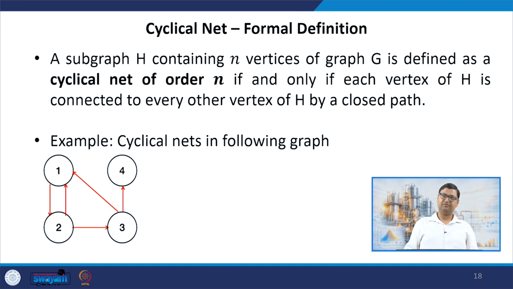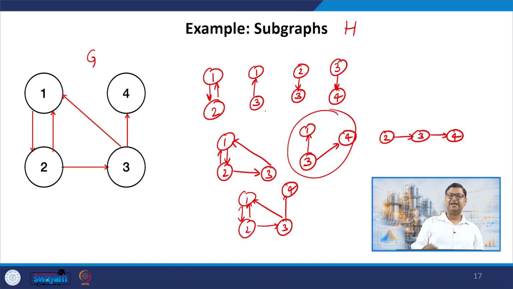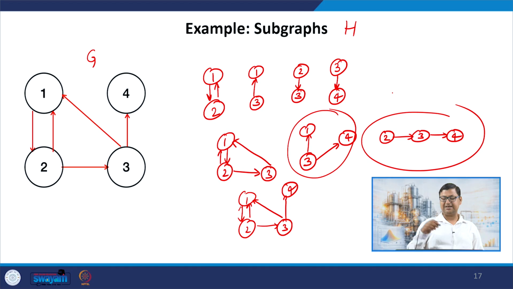If and only if each vertex of H is connected to every other vertex of H by a closed path. Let us say I take this entire graph. So 1, 2, and 3 are forming a loop. 1 and 2 are forming a loop, but 1, 3, and 4 does not form a loop. So 1, 3, and 4 in fact is an acyclic graph. 2, 3, and 4 is an acyclic graph. In fact, I could have taken something like 3 and 4, that is also not forming any kind of a loop.